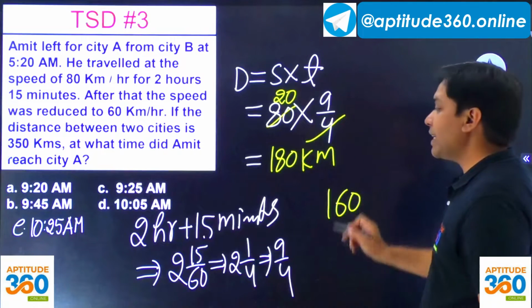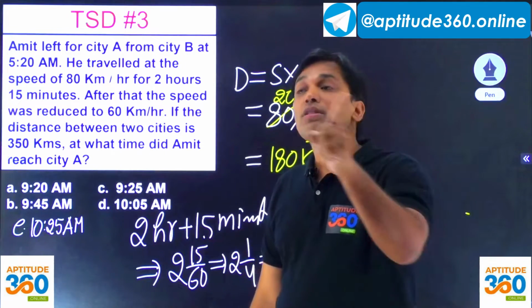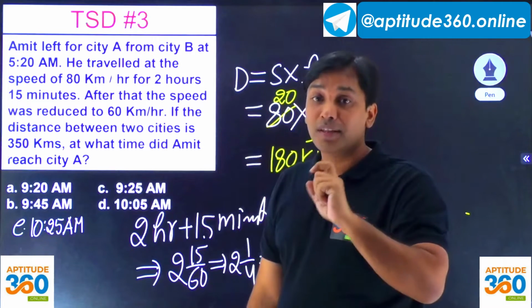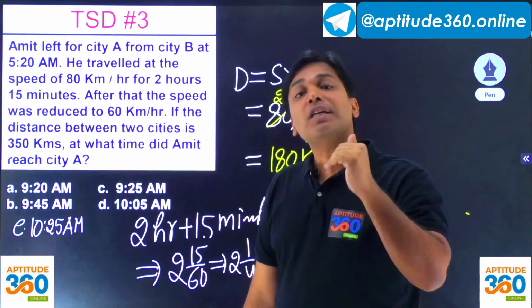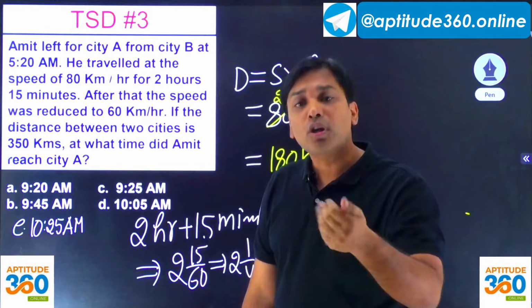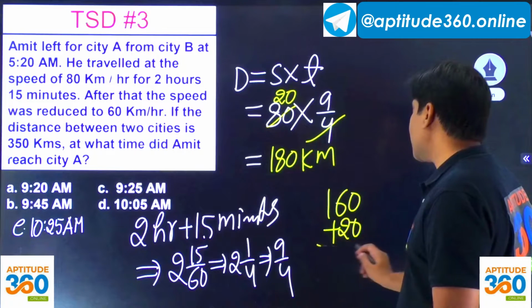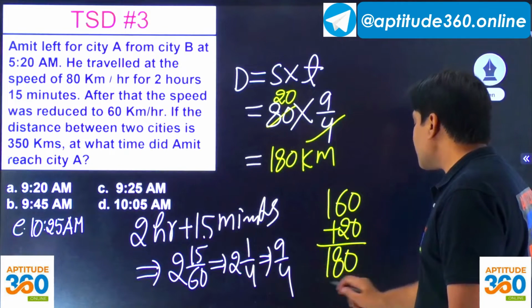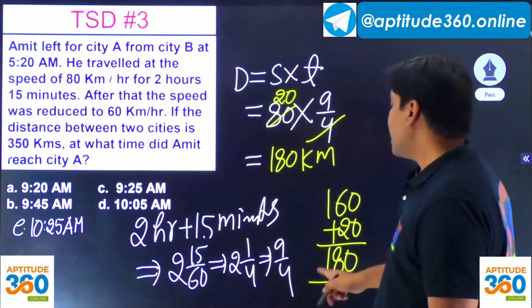Do you understand? Is 80 plus 80. And then in 15 minutes, in 1 hour, Amit goes 80 kilometers. So in 15 minutes how much will he go? 1/4 of 80. 1/4 of 80 is coming out as what? 20. So what is the total distance Amit travels in 2 hours 15 minutes? It is going to be 180.